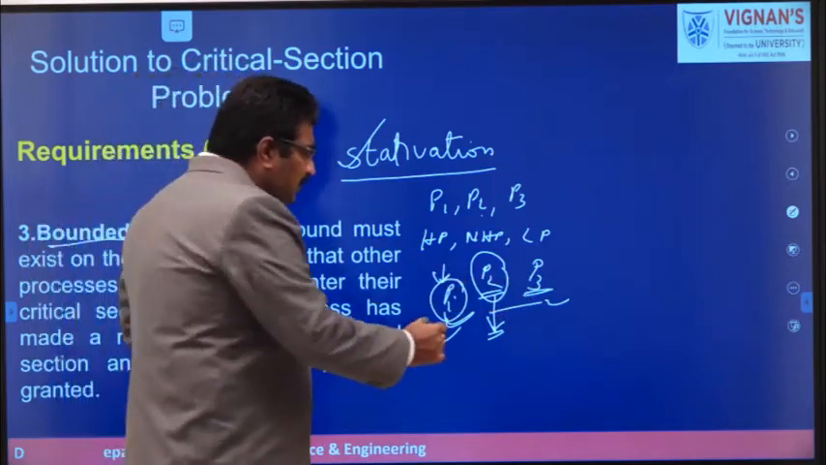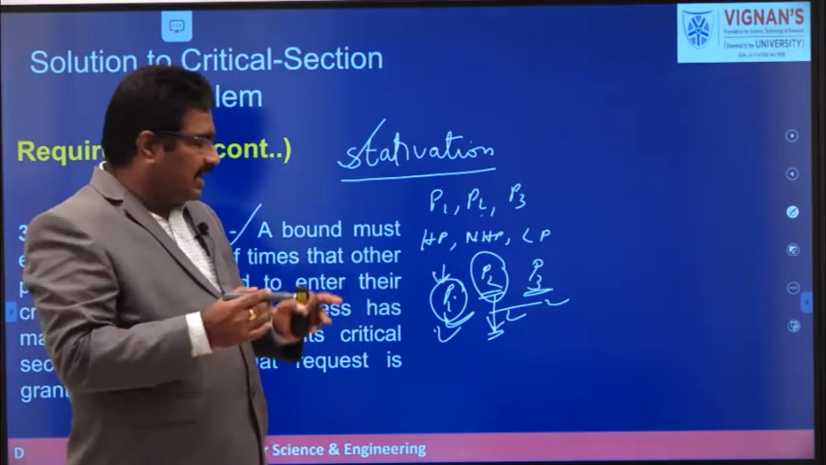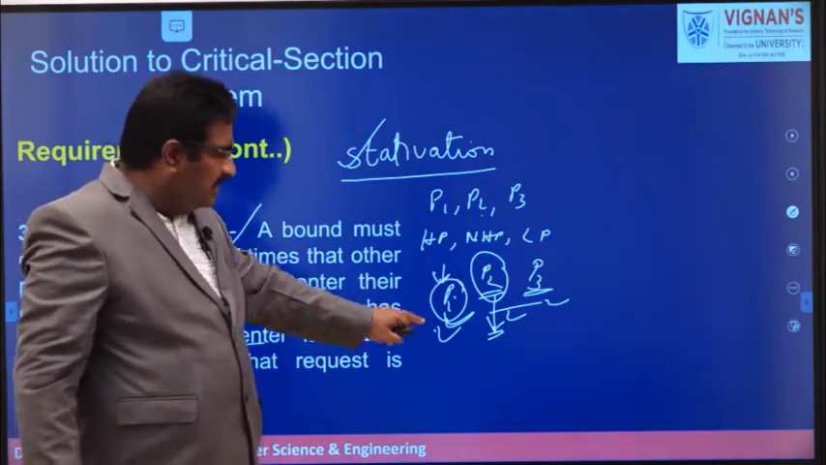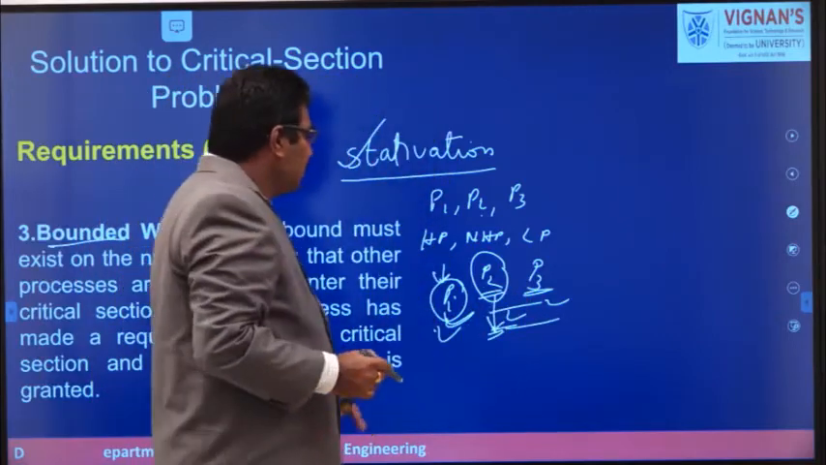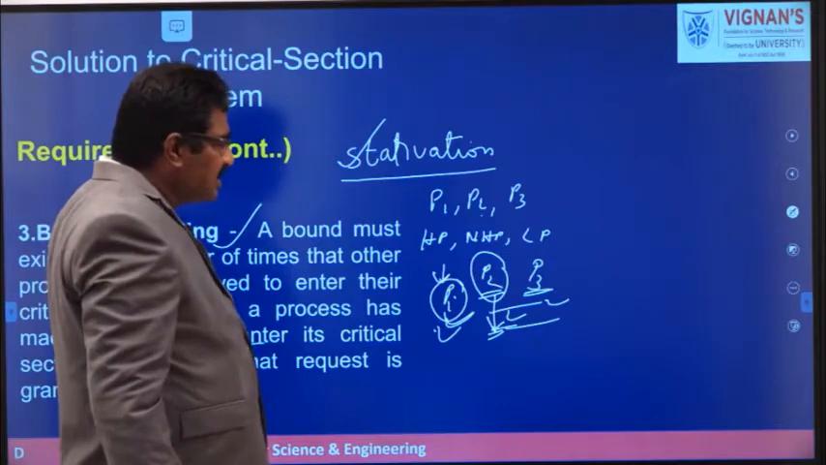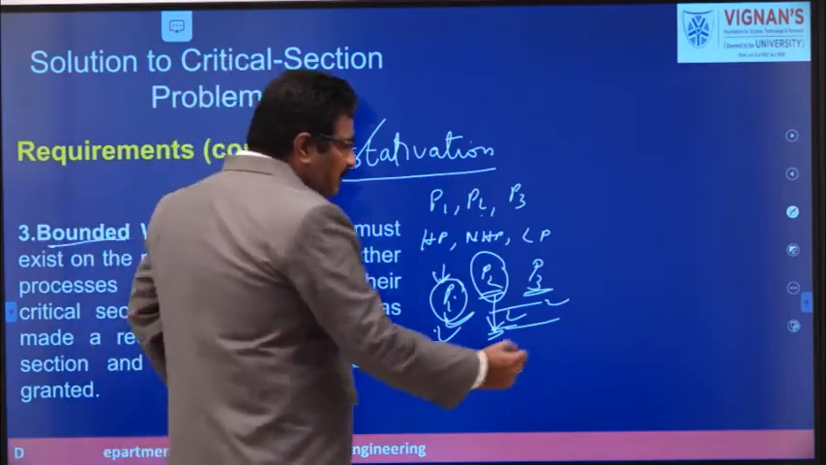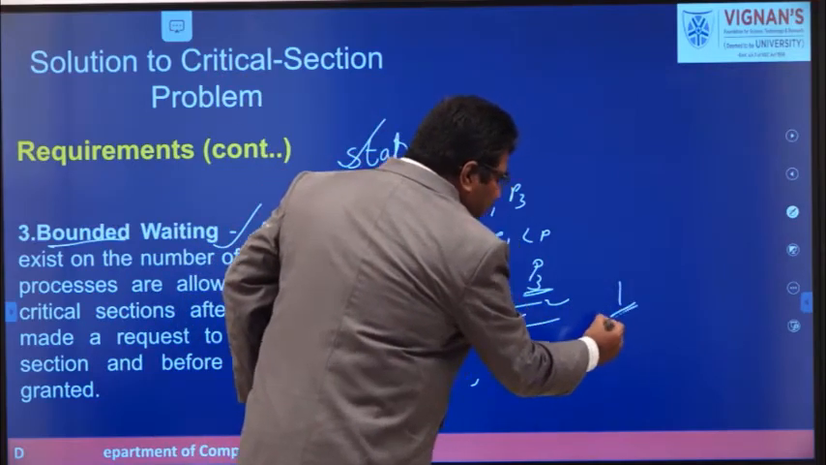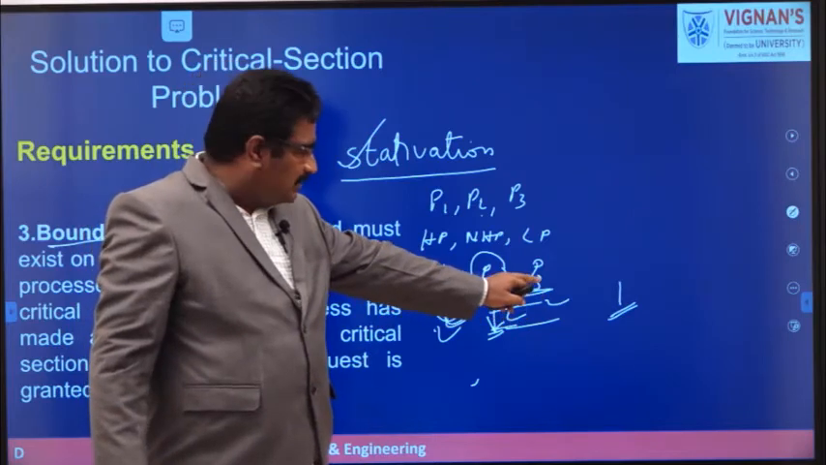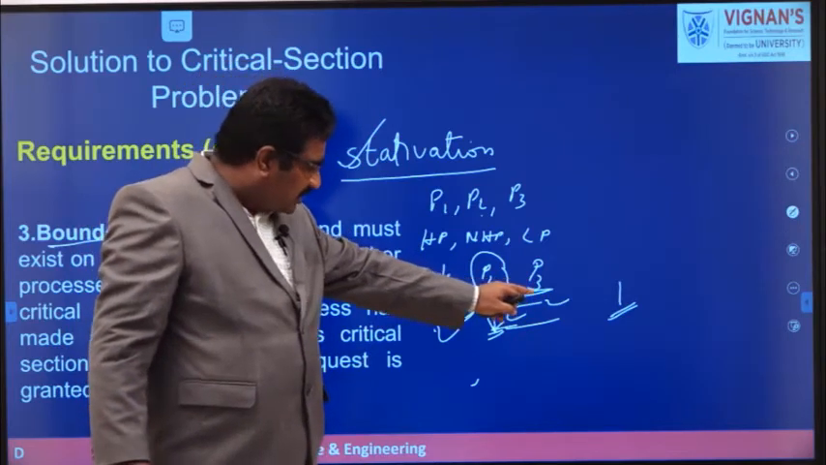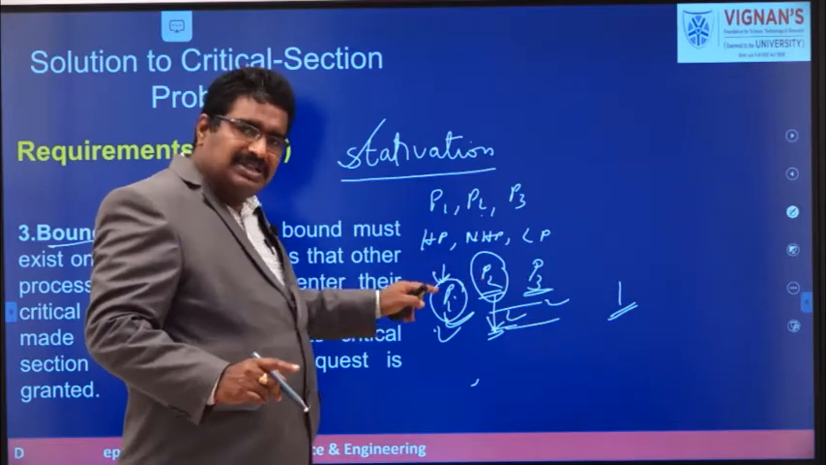For example, P2 wishes to enter into the critical section, and P3 is again in the ready queue. If P1 has completed the critical section execution, P2 and P3 are waiting. If the bounded waiting condition is not satisfied, it only allows P2. For example, we are assuming that there is a bound that any process is allowed a maximum of one time. If there is a bound, then P3 must be allowed because once P3 started waiting, P2 is allowed once. After that, P1 is allowed.